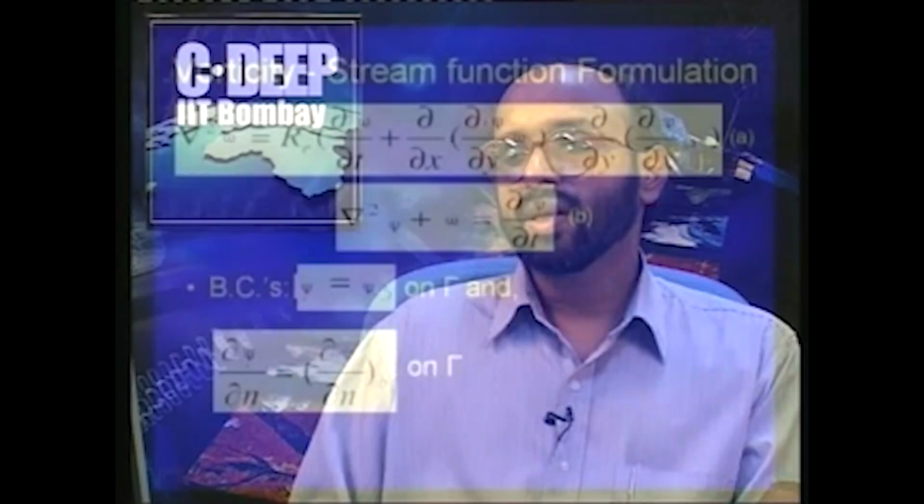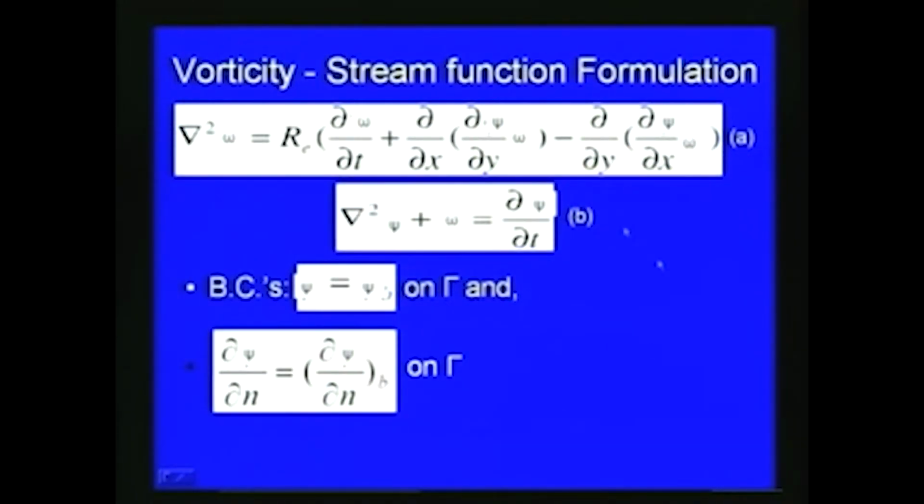Here, if we consider, for example, a 2-dimensional problem, we have 2 equations. The first equation is written like this: del square omega is equal to Re into del omega by del t, plus del by del x of del psi by del y into omega, minus del by del y of del psi by del x into omega. This is equation A, and the second equation is del square psi plus omega is equal to del psi by del t.